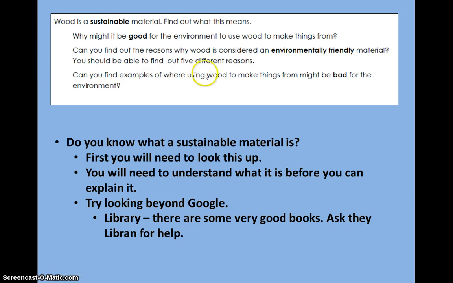And can you find examples where using wood might be bad for the environment? Now, there are quite a few cases. I can think of a few now. So you need to try and look that up. So this is part of your research. Look at all this information and present it.